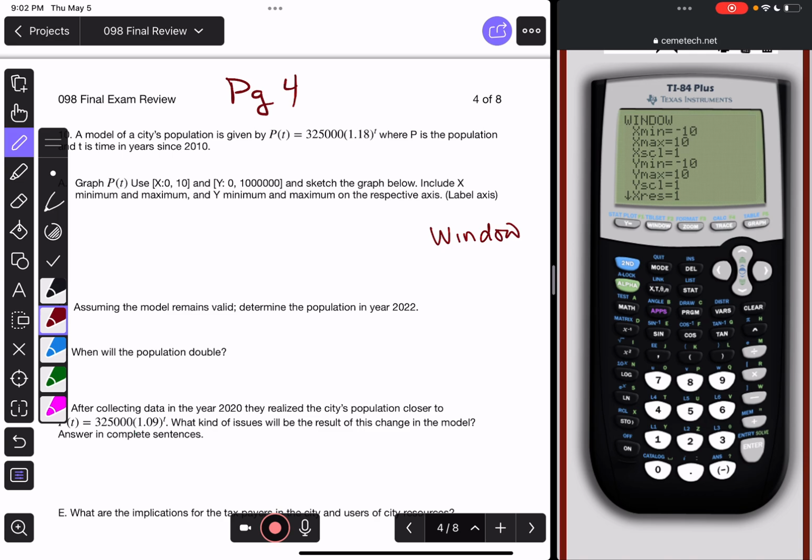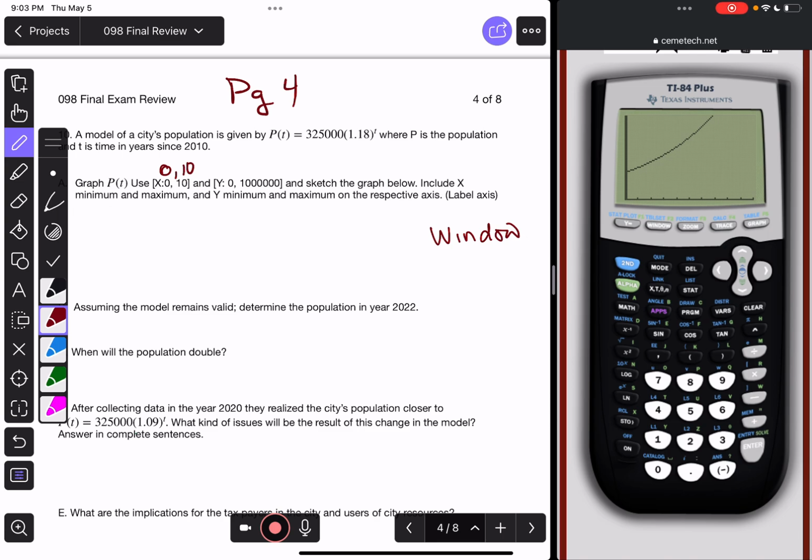And when I press window, you can see my x min, x max. Well, they just told me what my x min and x max should be set to. So I want this set to a 0, this set to a 10. X scaling is fine, we'll go by ones. Y min 0, max 1,000,000. 1, then 6 zeros is 1,000,000. And then you don't have to hit zoom, you just hit graph, and it automatically frames the window. And assuming they give you the right coordinates and window sizes, you'll get a nice curve like that.